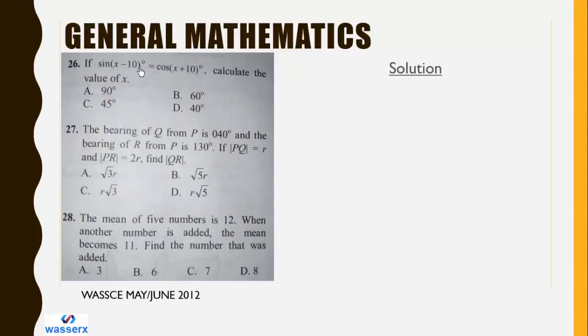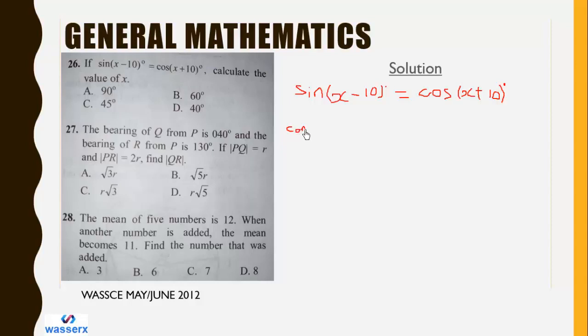If sine of x minus 10 degrees is equal to the cosine of x plus 10 degrees, calculate the value of x. So this is on trigonometry. So we have sine of x minus 10 degrees is equal to the cosine of x plus 10 degrees. So it is not something that you expand straightforward. So you need some critical thinking over here.